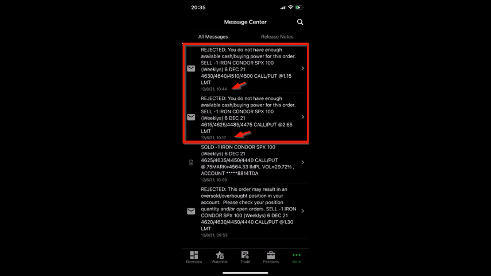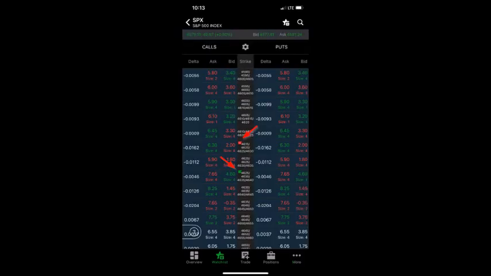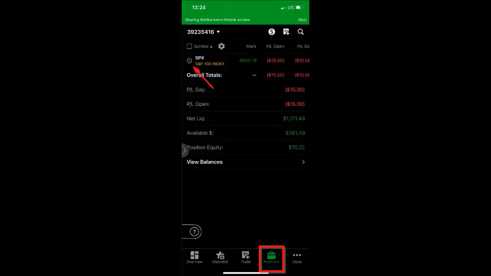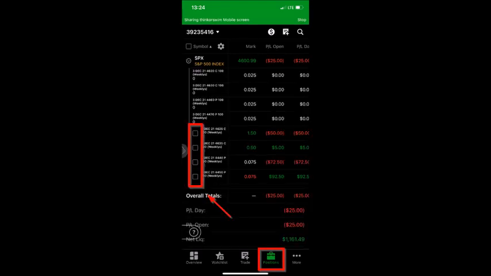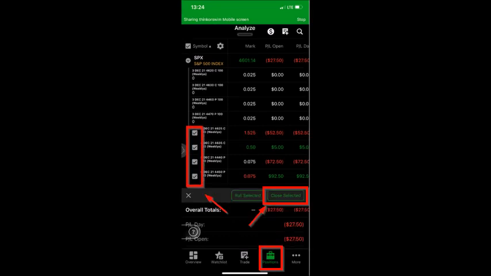Lastly, if you are on an options chain and you see small red and or green flags at the top of the strike price, this means you're currently in a trade. And note that if you ever want to close an iron condor trade, you can go to the positions tab and click the small arrow next to the ticker to expand the data. Check each box next to each leg of the trade and then tap close selected to close the trade.